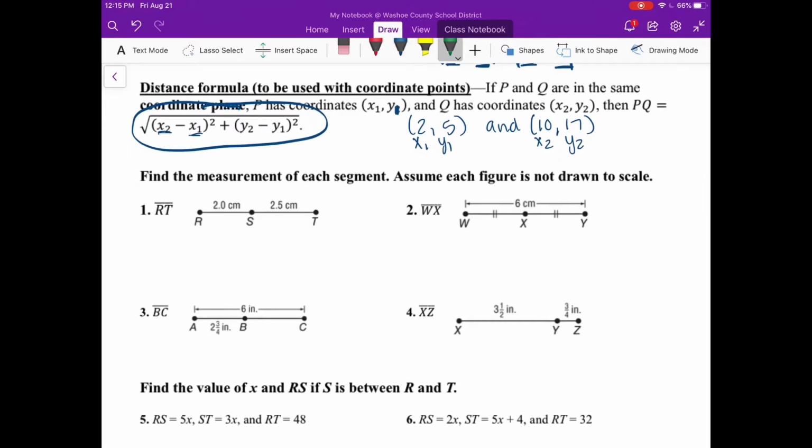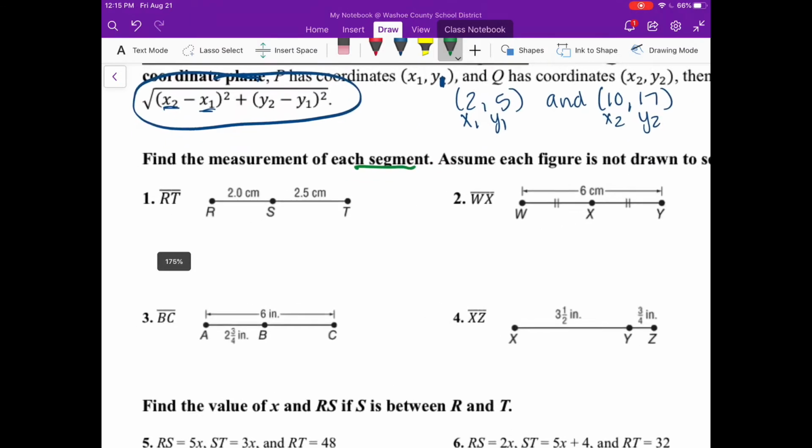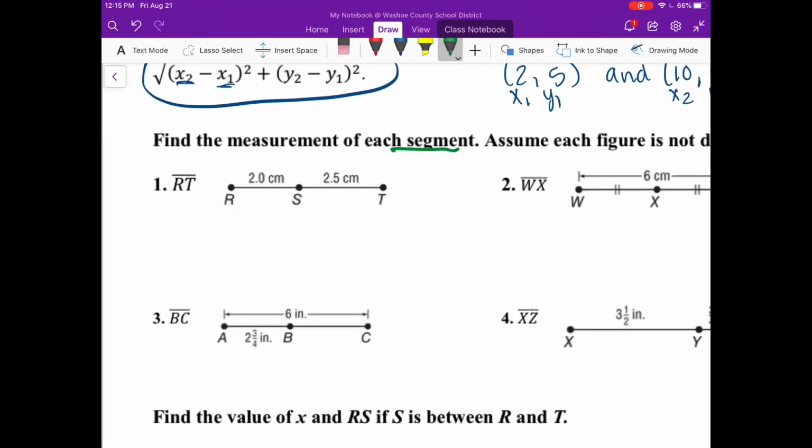So let's jump right into the example. Find the measurement of each segment. Assume each figure is not drawn to scale. The reason it says not drawn to scale is because sometimes the picture will make it look like one part of a segment is longer than the other, but you always want to go based on the numbers that you see, okay? So I want to know the distance of RT.